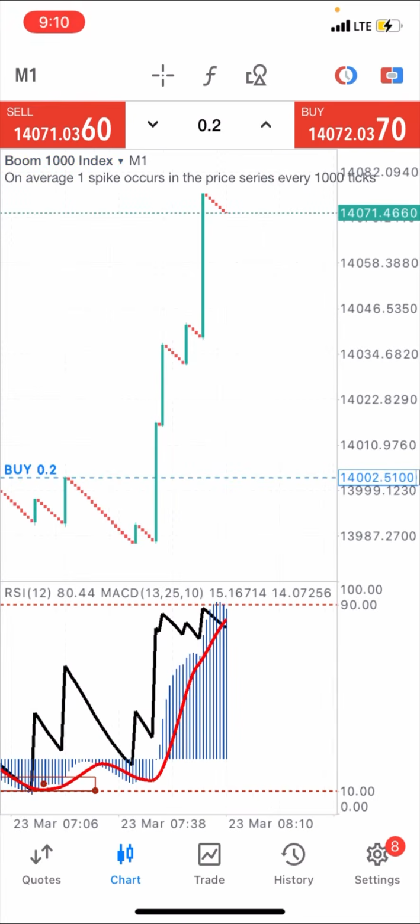And this is how it ended, guys. Massive spikes, massive spikes, massive spikes.